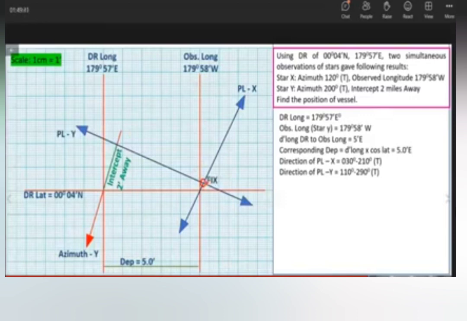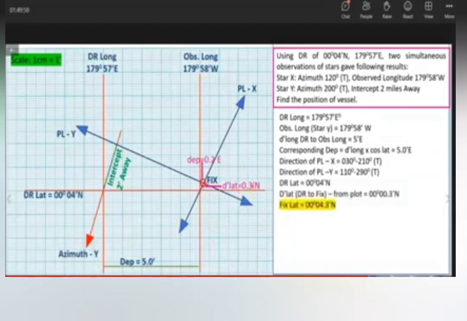We read off its d lat, it's 0.3 minutes north of DR lat, and its departure we read off here. This departure is 0.2 minutes east of the observed long. We apply this d lat to the latitude of the DR lat, and we get the latitude of the fix as 00 degrees 04.3 minutes north.